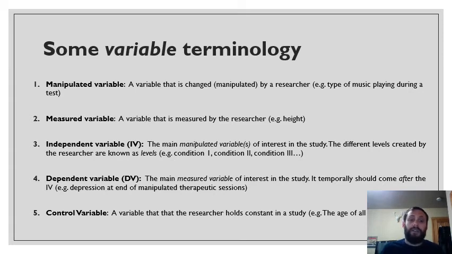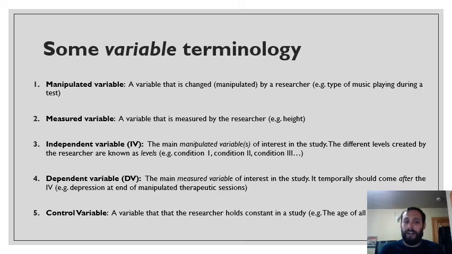So we want to look at depression at the end of some sort of manipulated therapeutic sessions where we're using cognitive behavioral therapy, music therapy, or something, but we want to measure depression at the end of the session, and that would make it a dependent variable. It wouldn't make sense to talk about it in terms of measuring depression at the beginning and then providing them the independent variable. There's no sense in that because we haven't used the independent variable to utilize a cause of the dependent variable.